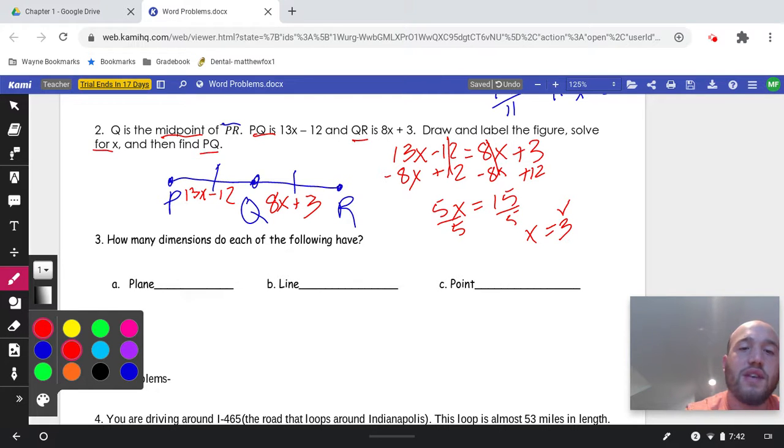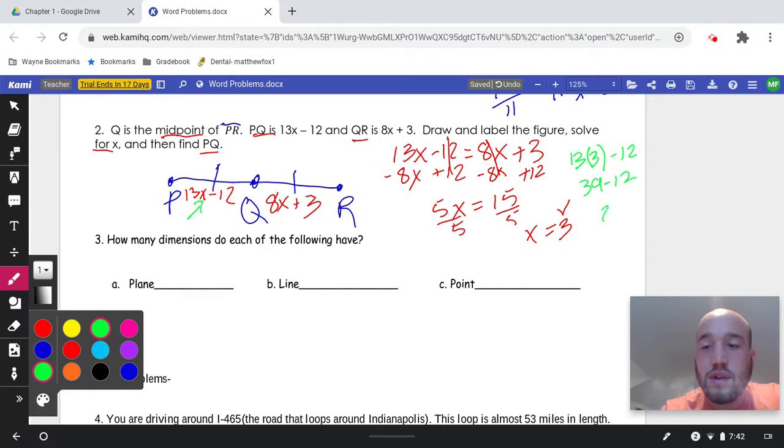Now we need to find PQ. So to find PQ, I can plug it in right there for the x. I'll do this over here on the right side: 13 times 3, whatever we get, minus 12. 13 times 3 is 39, minus 12 will give us 27 as our answer.